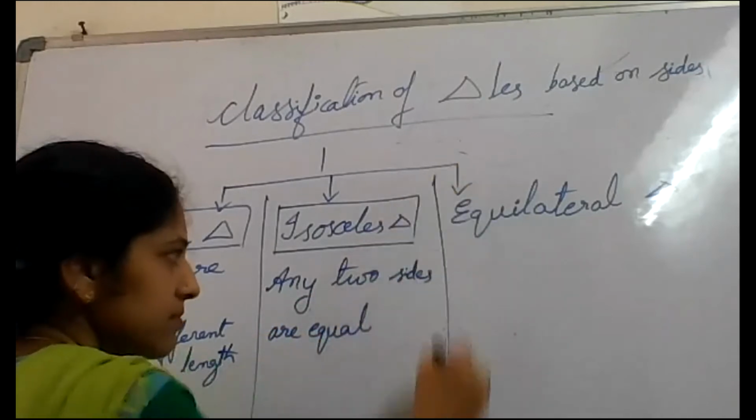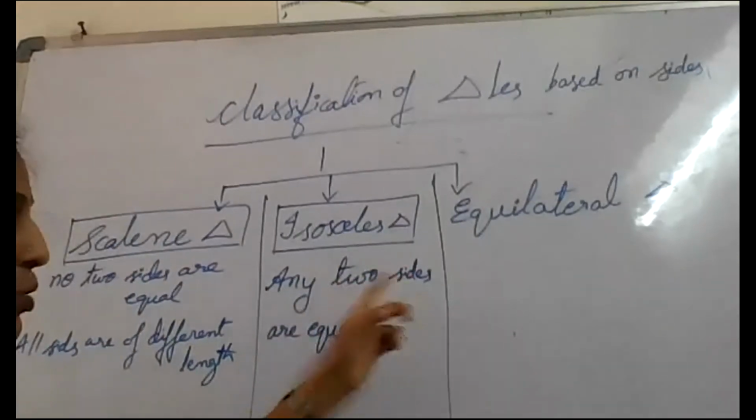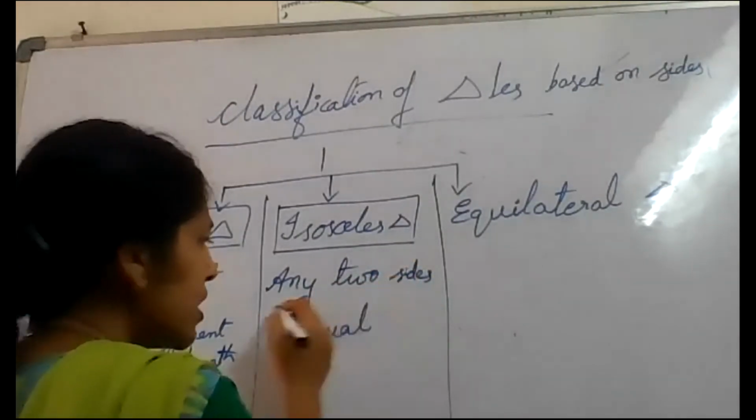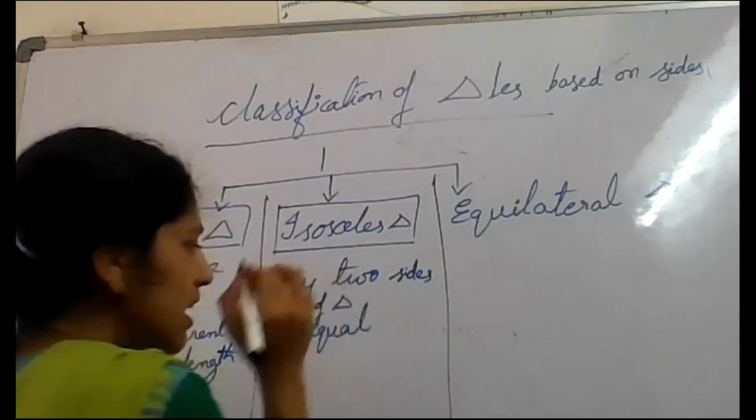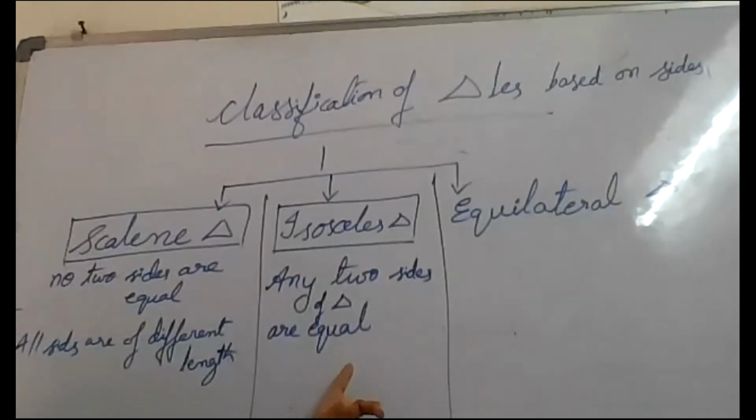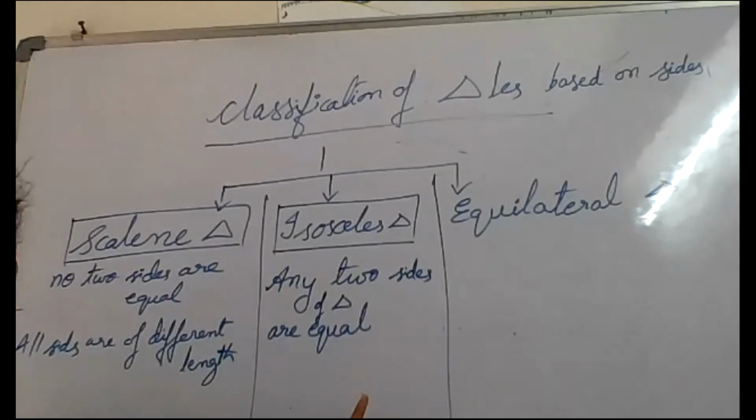Any two sides of a triangle are equal, then such a triangle is called an isosceles triangle.